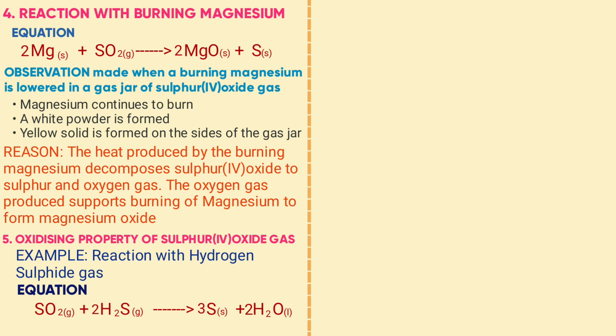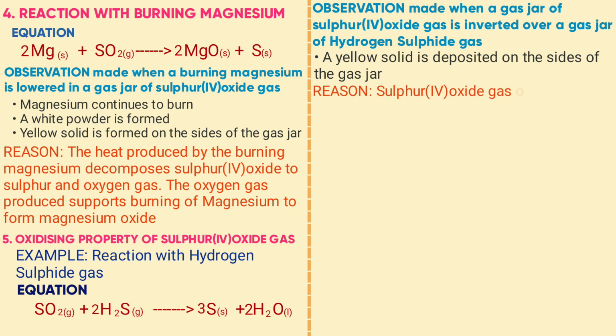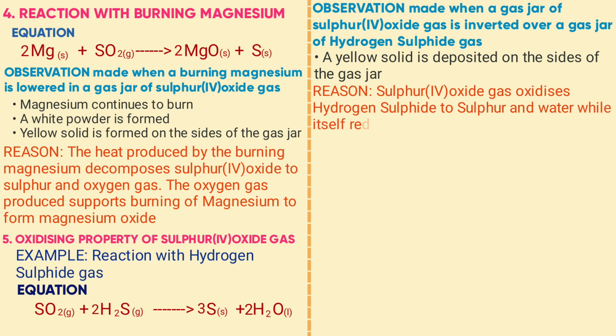and 3 where there is sulfur. Now, the observation made when a gas jar of sulfur dioxide is inverted over a gas jar of hydrogen sulfide gas: a yellow solid is deposited on the sides of the gas jar. Reason: sulfur dioxide oxidizes hydrogen sulfide gas to sulfur and water, while itself being reduced to sulfur.